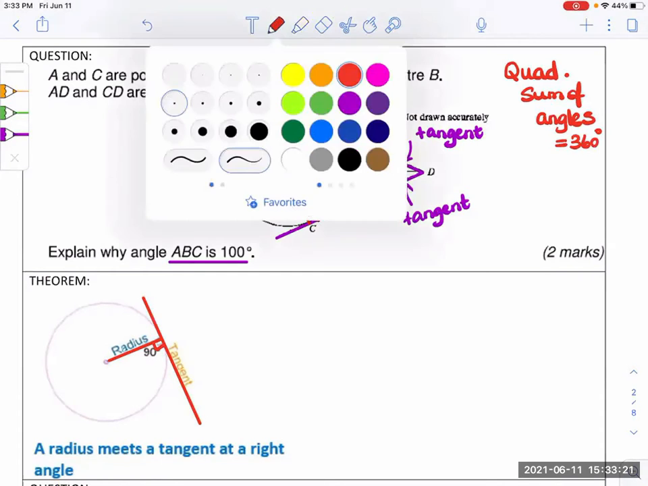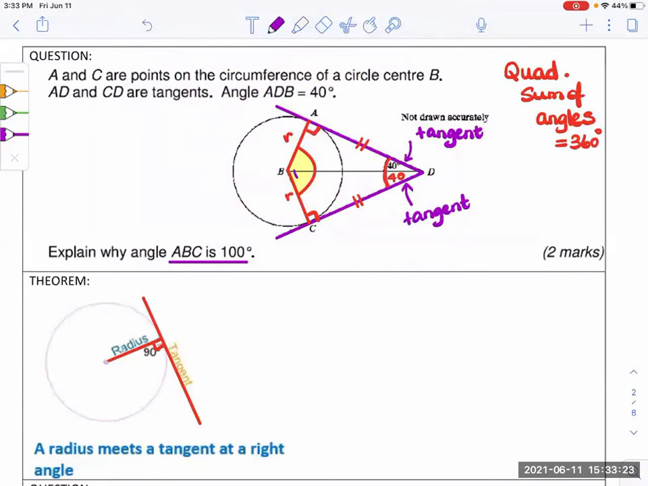Anybody? What's the answer? 100, miss. 100. Do you all agree it is 100? Yes, miss. And the reason is a radius meets the tangent at 90 degrees. So you will get 1 mark for the answer and 1 mark for the reason.